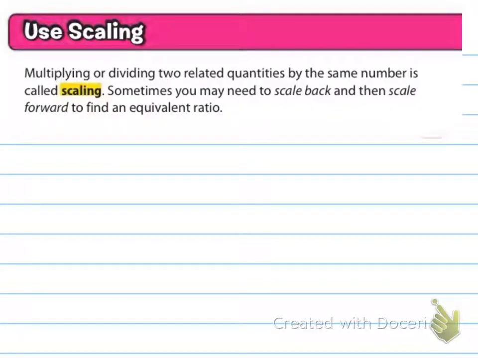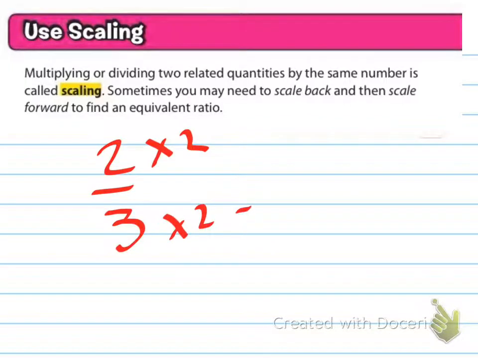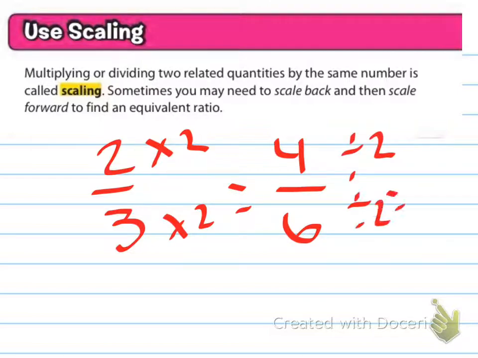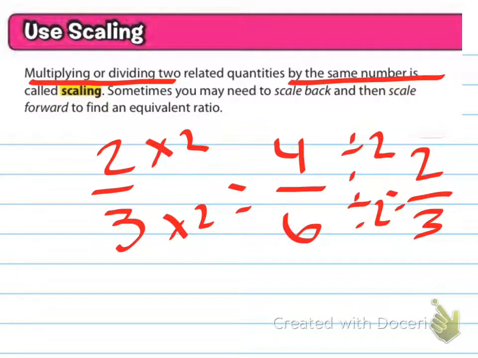All right, so we're going to talk about scaling. Scaling is when we multiply or divide two related quantities by the same number. That's called scaling. So we either scale forward or we scale back. For instance, if we have 2/3 and we're going to scale forward, we would multiply times 2, top and bottom, same number obviously, to make it 4/6. Or if we were scaling back, something like 4/6, we would divide by 2 top and bottom and scale back to 2/3. So that's scaling forward and backwards, just multiplying or dividing by the same number. So simplifying or finding equivalent fractions, right? That's how we do ratios.